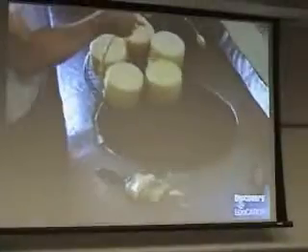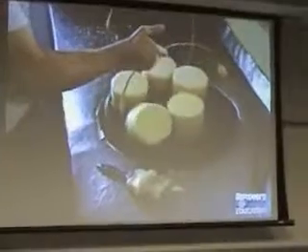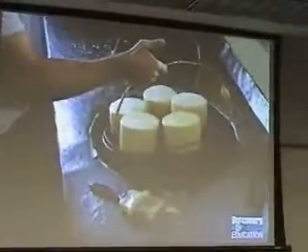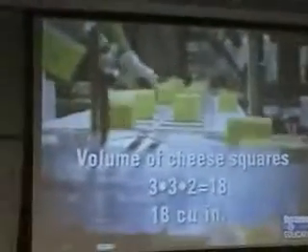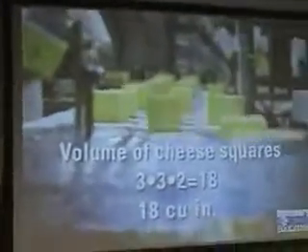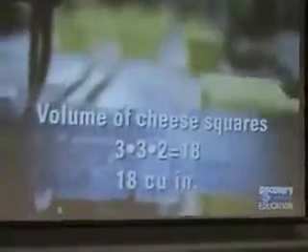Let's suppose the manufacturer has a constraint due to store preferences. For display, the stores prefer cheese products to be no more than 2 inches high, the height of the cheese blocks he now makes. The cheesemaker wants to determine if it makes financial sense for him to produce rounds the same height that contain the same amount of cheese, the same volume. The volume of the cheese squares in cubic inches is 3 times 3 times 2, which equals 18.